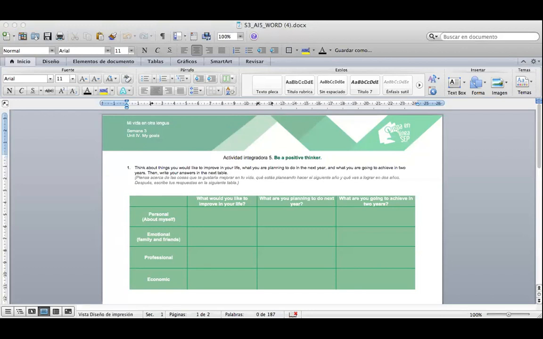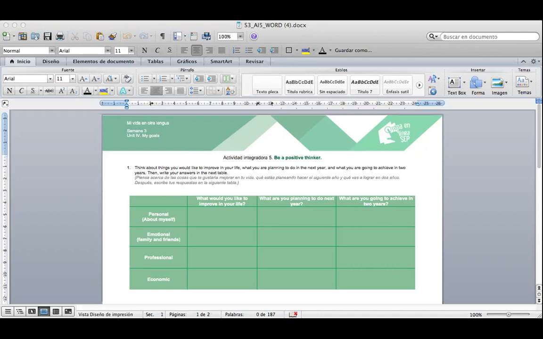For example, what would you like to improve in your life? Personal, I would like to do exercise. What are you planning to do next year? Next year, I am going to do the exam to be a teacher in a school, for example. What are you going to achieve in 2 years? In 2 years, I am going to look for a university for my son. So you have to write using the correct forms.